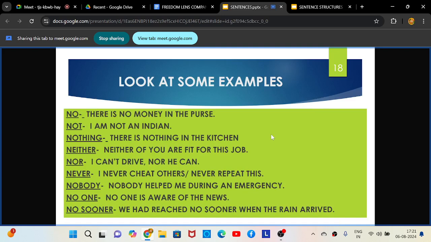Now we have some examples. Each word has one example. So somebody can come forward and read the sentences.